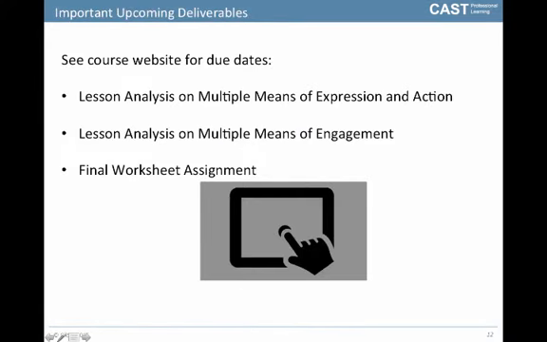Now looking ahead, we want to be sure you are aware of some important upcoming deliverables. Please see the course website for due dates for the following: a lesson analysis on multiple means of expression and action, a lesson analysis on multiple means of engagement, and a final worksheet assignment.